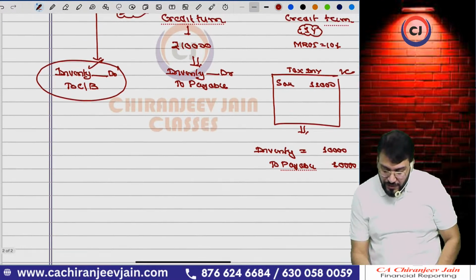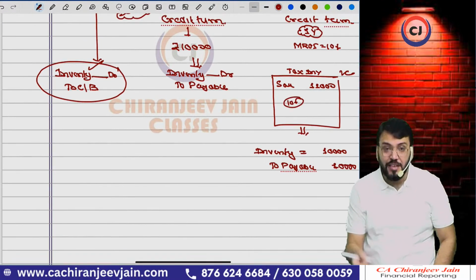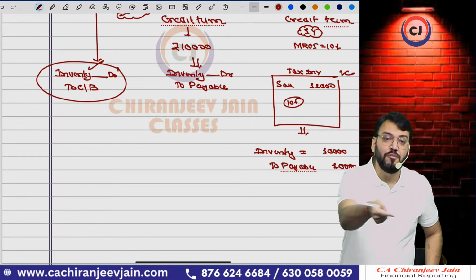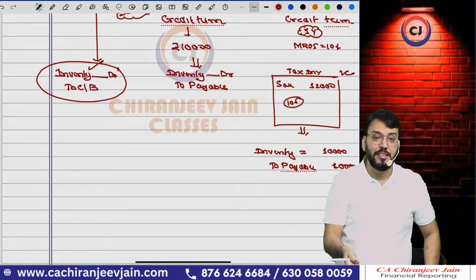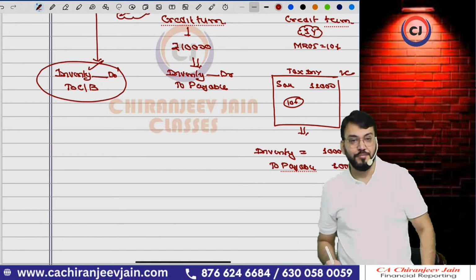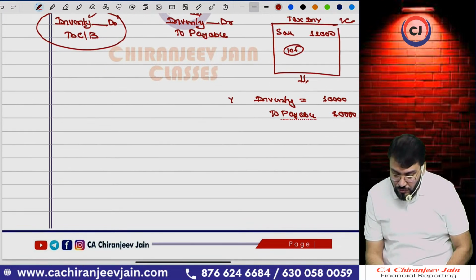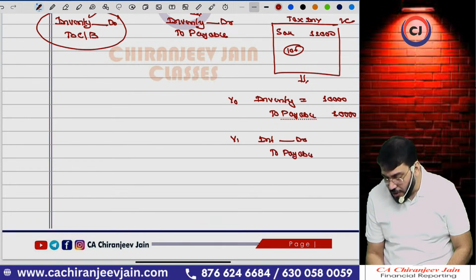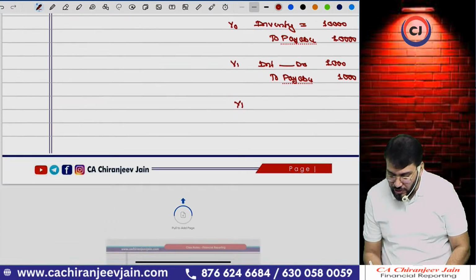Just try to understand. If the 10% is mentioned, then you can calculate. But quite possibly 10% is not mentioned. In that case, you can find out the purchase price at normal credit terms. That will become the cost price. And this is at Y0. At Y1, what journal entry? Interest expense account debit to payable. Automatically the payable becomes 11,000.